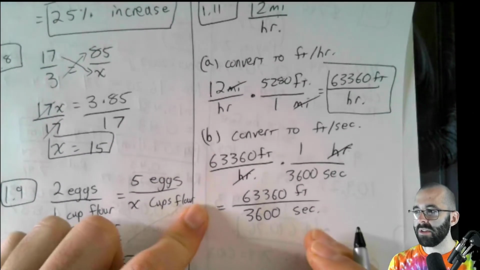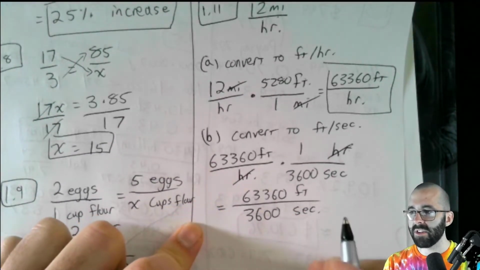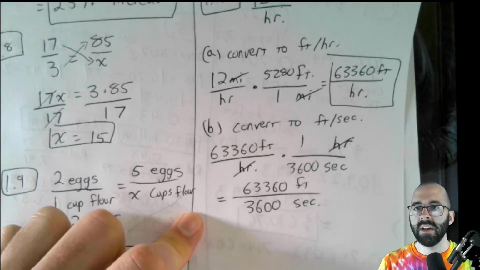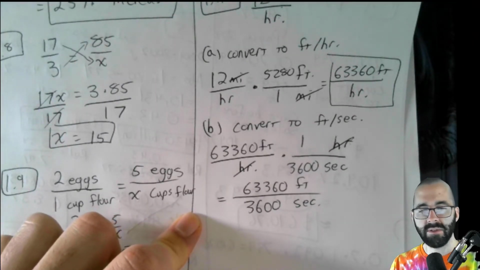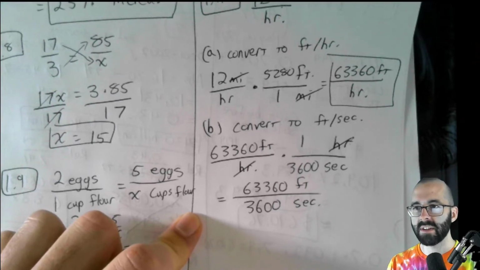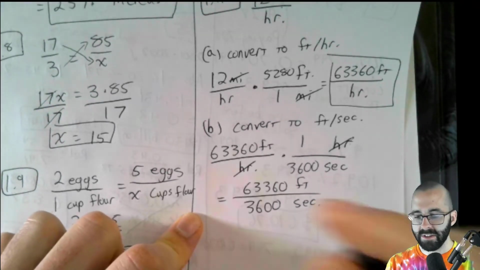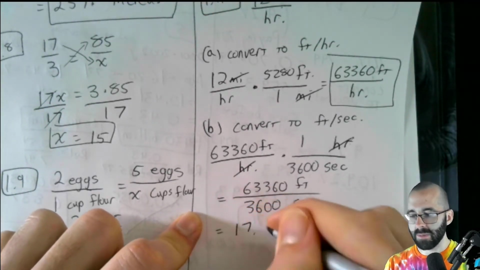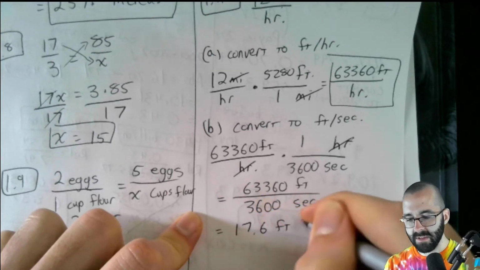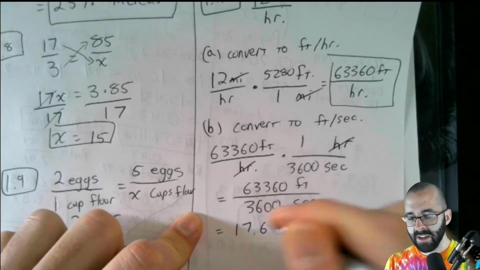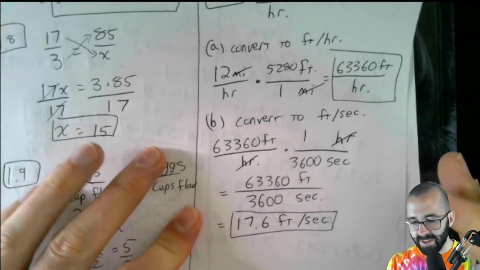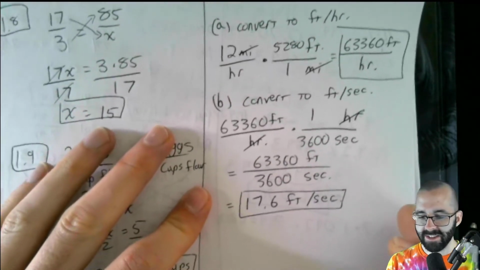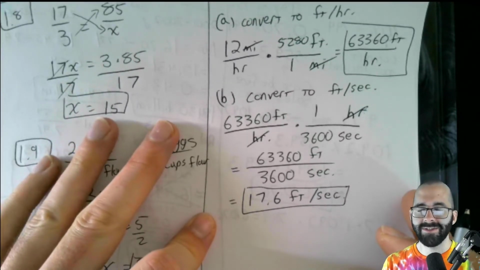And now we just need to reduce and simplify this fraction right here. So we go over to our calculator and say, calculator, how much is 63,360 feet divided by 3,600 seconds? And our calculator says, why, that's exactly 17.6 feet per second. And you say, thank you, calculator. And the calculator says, you're welcome, Brian. And you say, how do you know my name is Brian? And the calculator says, I've been what?